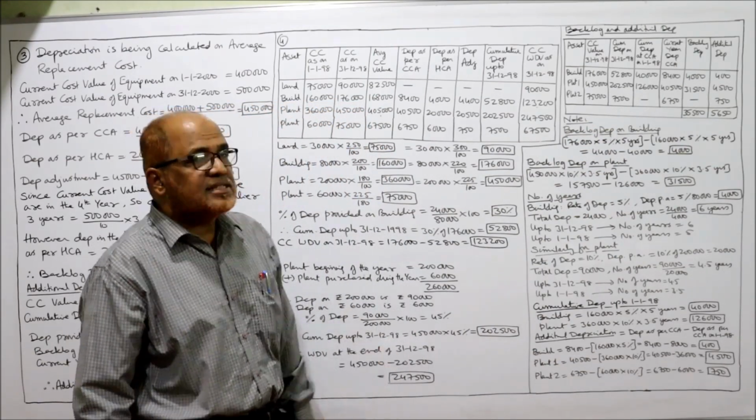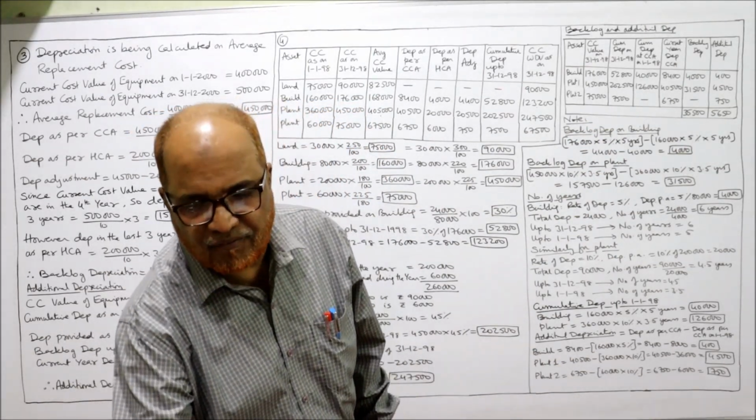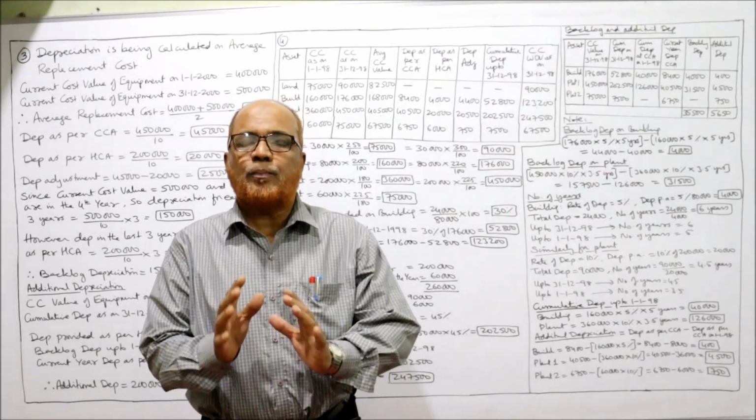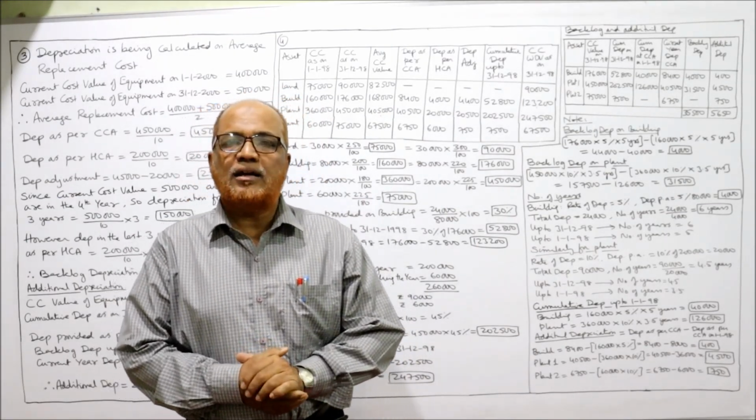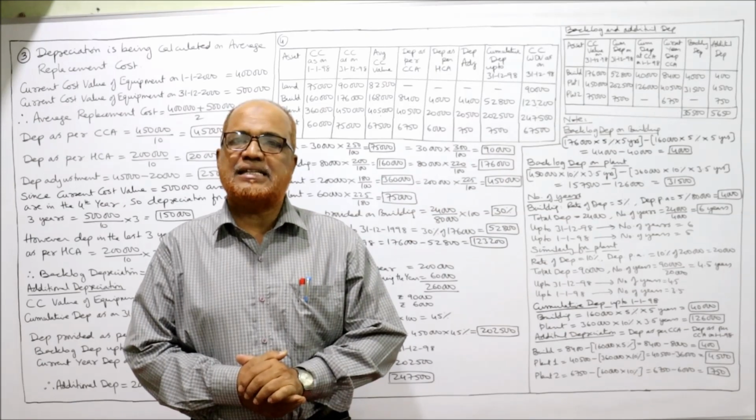That's all. So this is the end of problem number 4. Totally 4 problems we have completed on current cost accounting, CCA method.